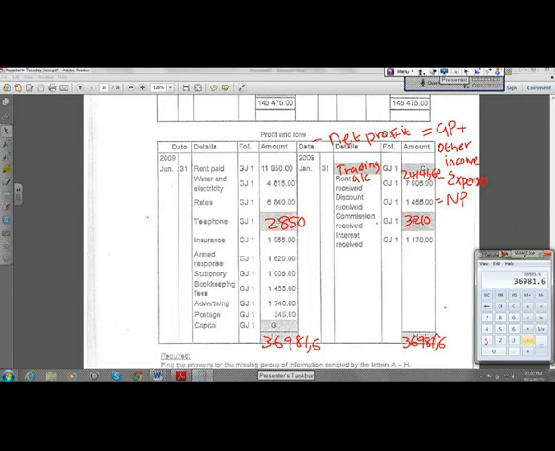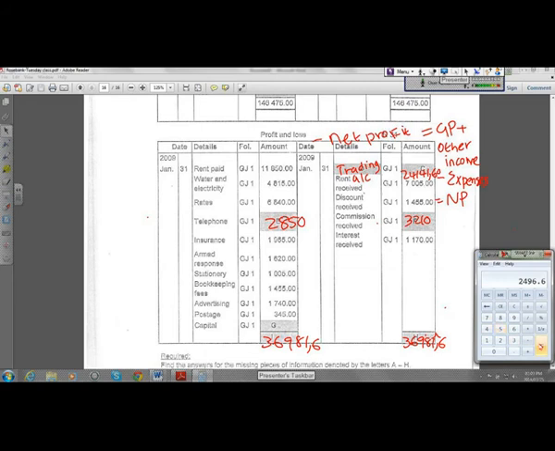So you minus expenses: 11,850, minus 4,815, minus 6,850, minus 6,840, minus 2,850, minus 1,965, minus 1,620, minus 1,005, minus 1,455, minus 1,740, minus 345, then that is your net profit.